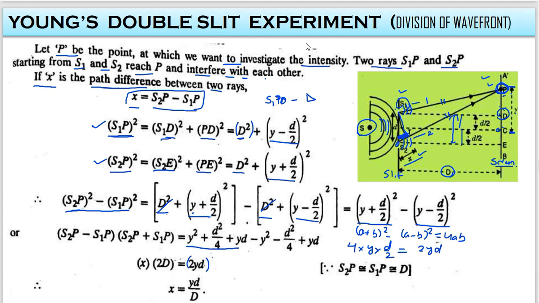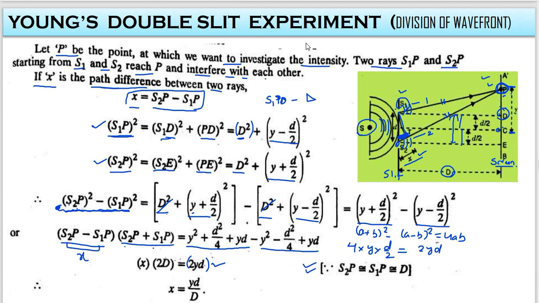This is solved by taking the squares of the two parts, and we get 2yd. So what about the left side part? This is S2P square minus S1P square. A square minus b square is a minus b into a plus b. What is a minus b? S2P minus S1P is x, the path difference. And what is S2P plus S1P? That is 2D, because for a large distance we choose S2P nearly equal to S1P.